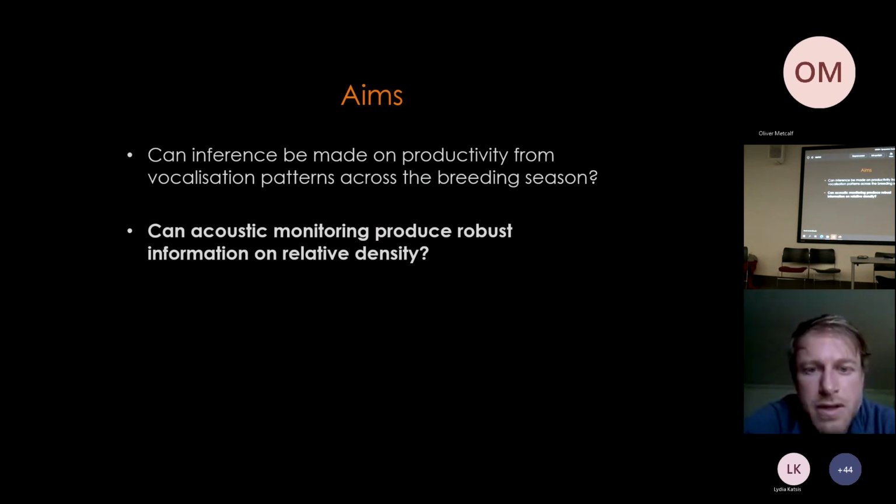I'm also really interested in whether acoustic monitoring can produce good information on relative density or relative abundance. I think it's been mentioned a few times already. And again, curlew are a really good bird to do this with, because their calls travel a long distance. It's not like searching for difficult to detect birds. If your target species is quiet, doesn't vocalize much, and the song doesn't carry very far, then it's going to be really difficult, because you're going to need a really large sample. But with curlew, I think it's probably more feasible.